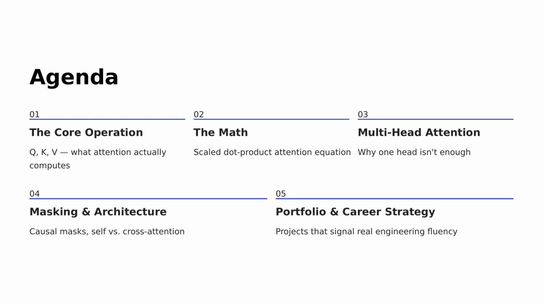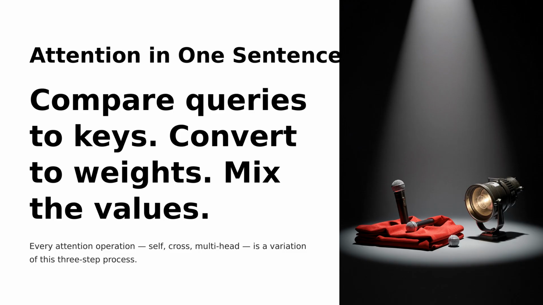Here's the roadmap for this section. We'll start with the core attention operation, what queries, keys, and values are actually doing. Then, we'll look at the scaled dot product equation behind the mechanism. After that, we'll cover multi-head attention and why multiple heads matter. We'll also touch on masking, including causal masks and self versus cross attention. Finally, we'll close with portfolio and career strategies that help demonstrate real engineering fluency.